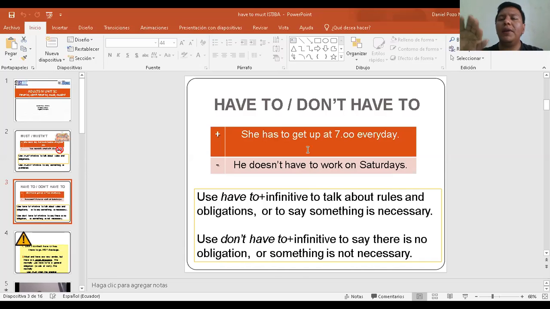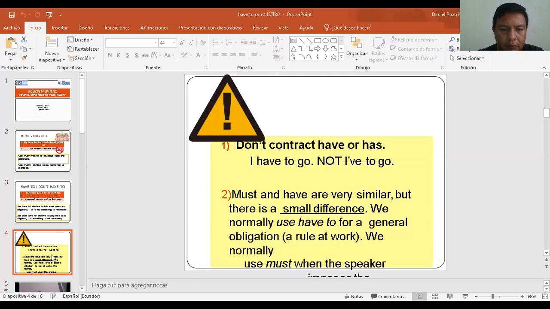Have to, obligation, but you don't know if you are going to do it or not. Okay? Next. Don't contract have or has. I have to go, no, I have to go. No puedes contraer aquí, cuando demuestras obligación, no puedes contraer el verbo have.